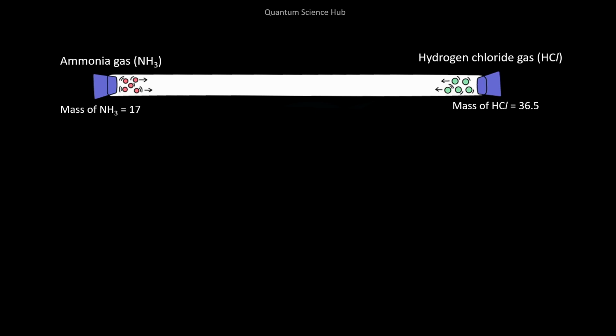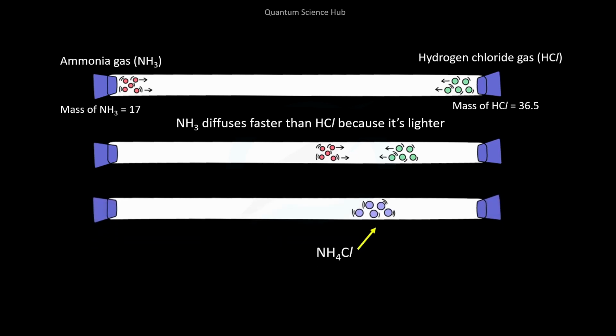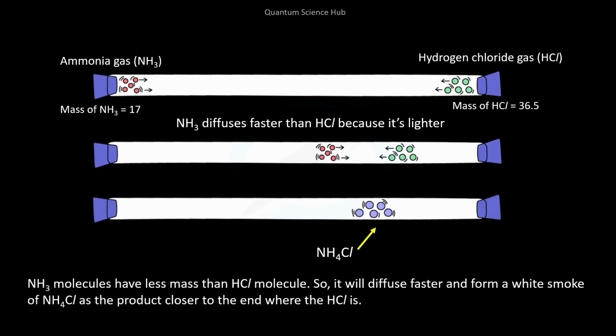So that illustration can explain the experiment between ammonia gas NH3 and hydrogen chloride gas HCl in a closed gas tube. The mass of ammonia gas is 17, while the mass of hydrogen chloride gas is 36.5. Since ammonia gas is lighter than hydrogen chloride gas, ammonia gas will travel faster and further. Both gases will diffuse and form a white smoke of ammonium chloride NH4Cl closer to the right side of the tube.